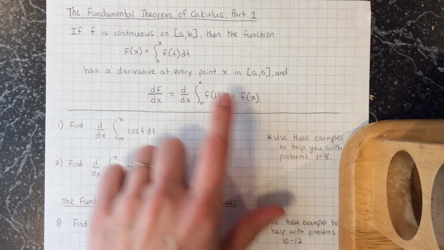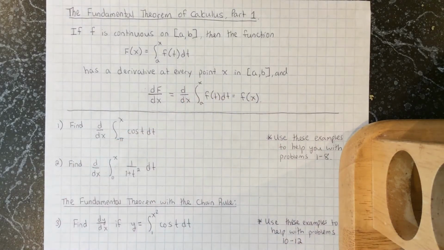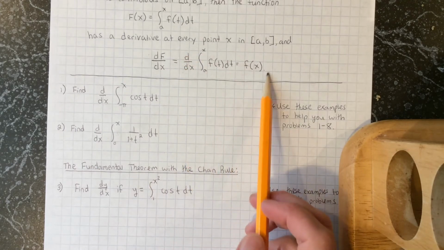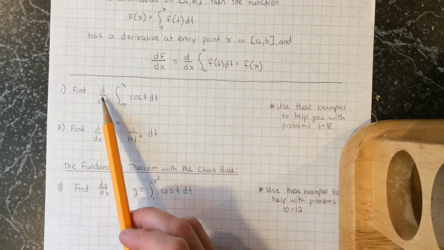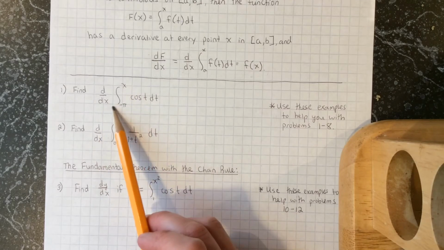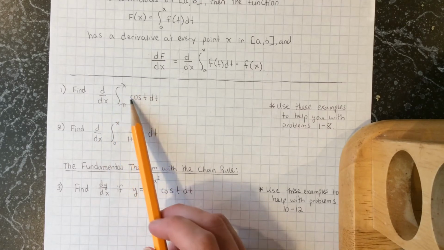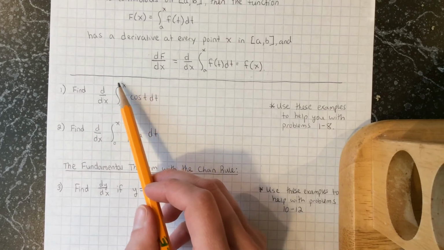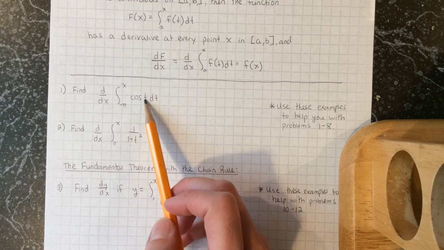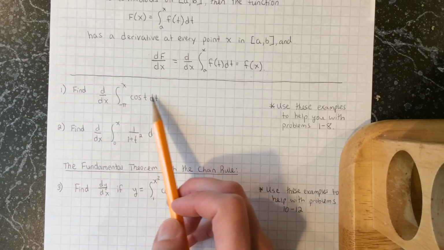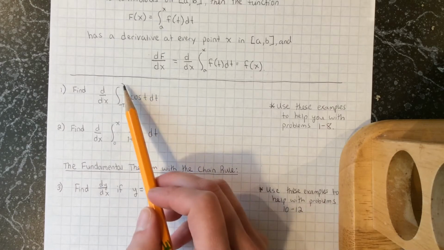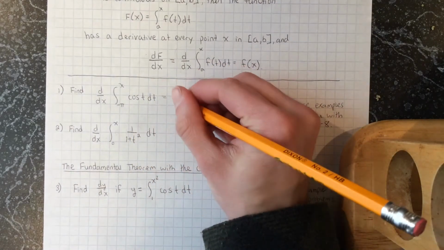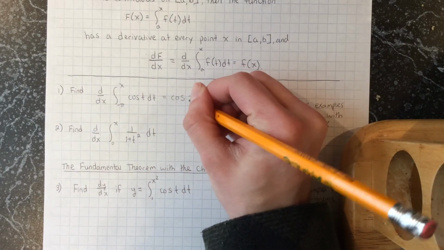That'll equal the function evaluated at the upper bound. So here's an example. Using the second part of this equation, if we want to find the derivative of the integral from negative pi to x of cosine of t dt, all we have to do is substitute the upper bound in for the variable that we're integrating in terms of. We're integrating in terms of t, so we substitute that variable in for t. So this is simply equal to cosine of x.